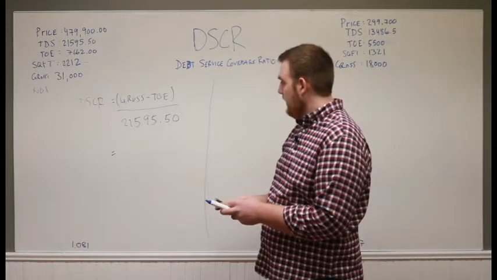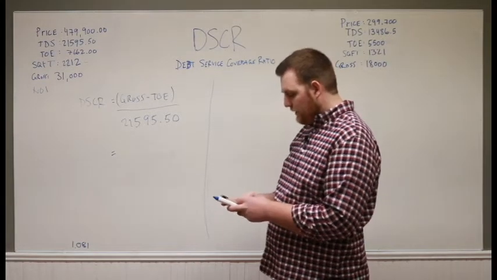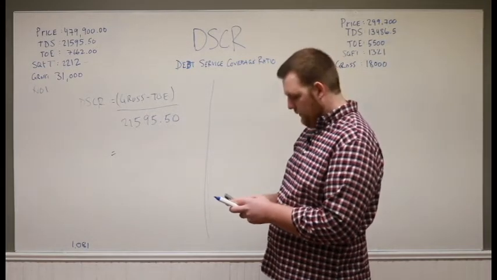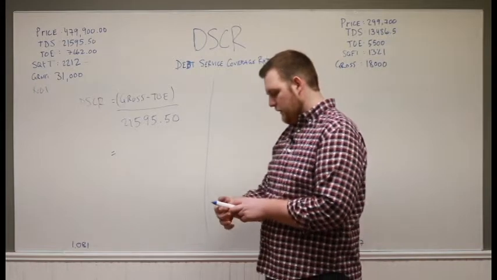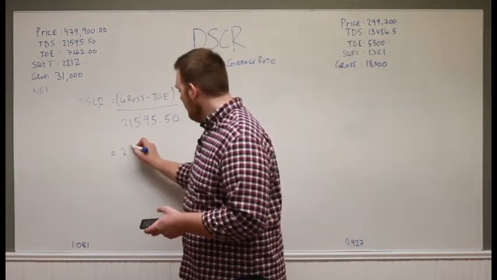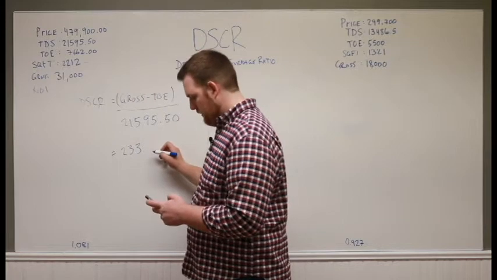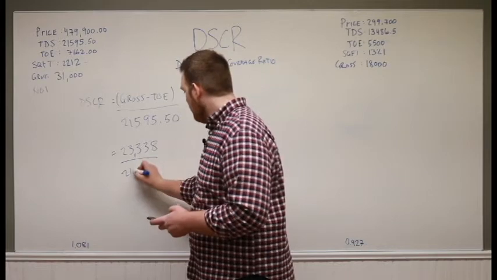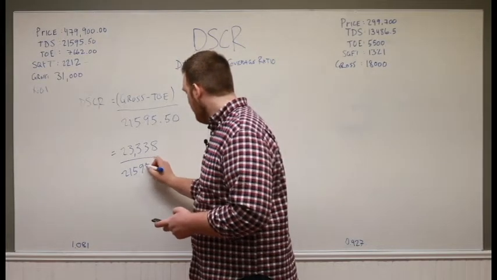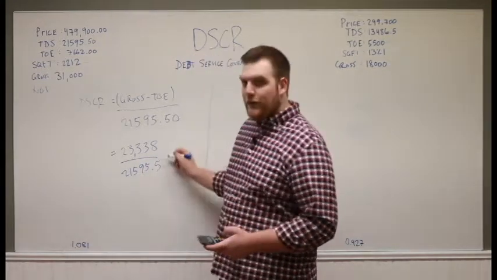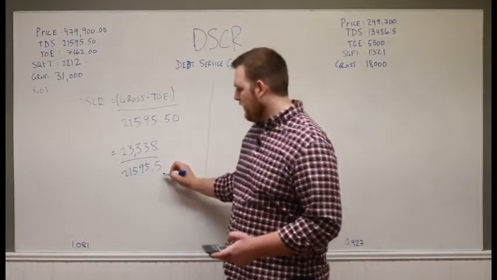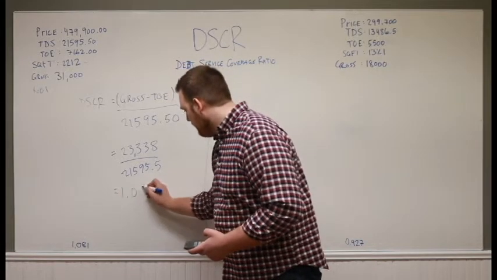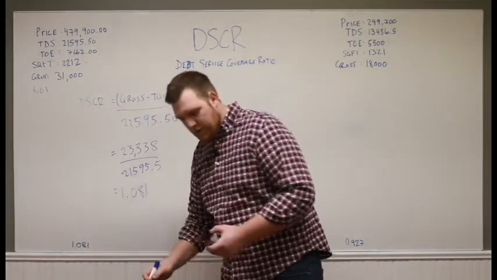I didn't write NOI, that's my mistake. So the gross would be 31,000, let's do the calculation, minus 7,662, and that's 23,338 over 21,595.5. So right away you can tell this top part is bigger than the bottom part. So the ratio is going to be above 1. And I've already calculated it out. It's 1.081. So what does that mean?